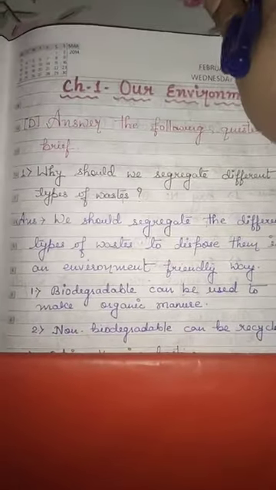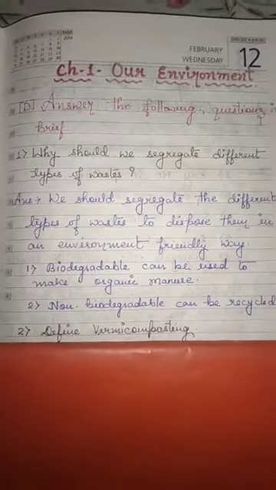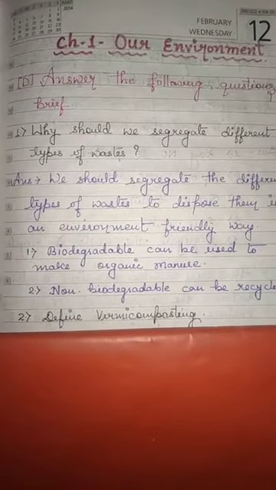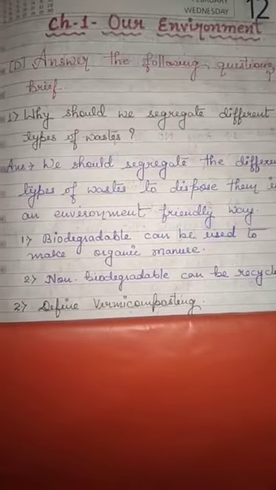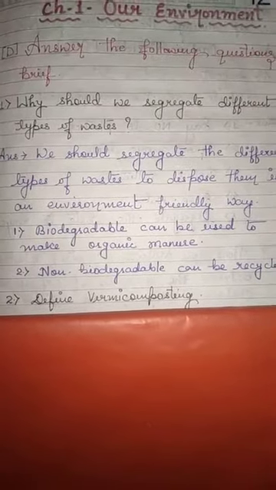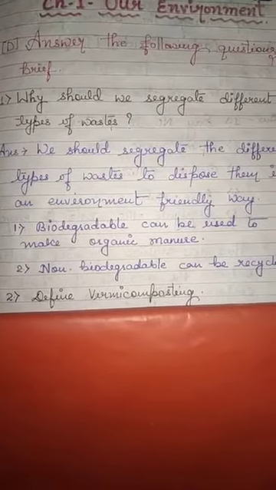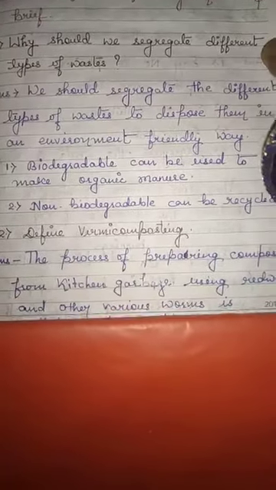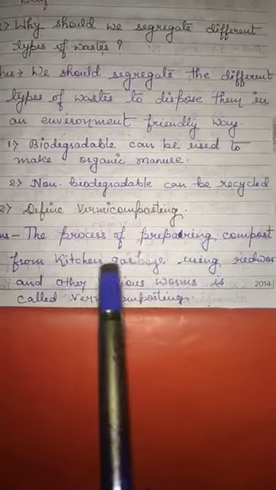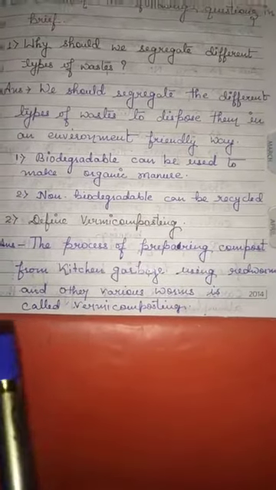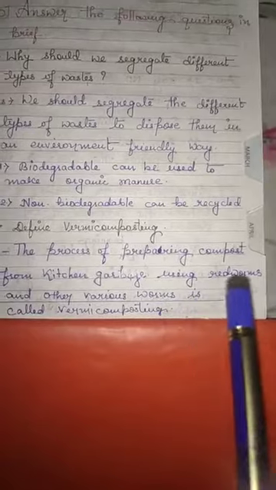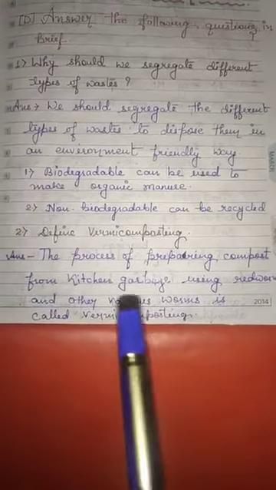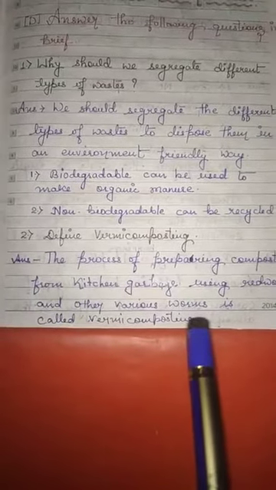Now, the second serial order. The second question in part D is, define vermicomposting. What is vermicomposting? It is a method of making compost with the help of special type of earthworm. Now, how will we define it? It will be defined as the process of preparing compost from kitchen garbage using red worms and other various worms is called vermicomposting. Clear to you?